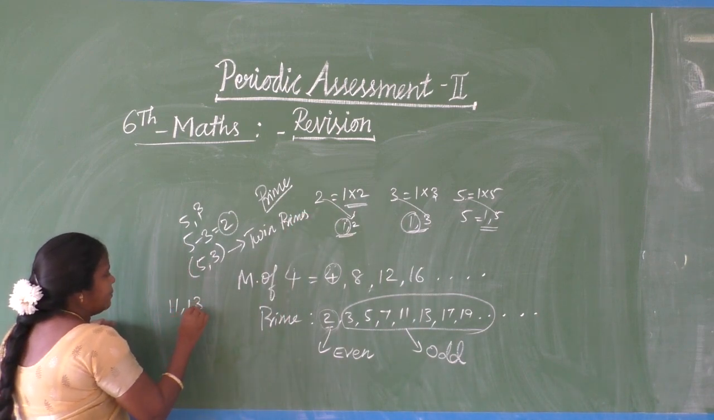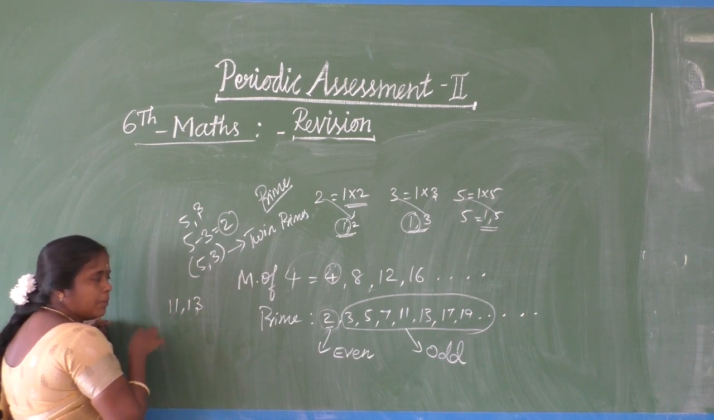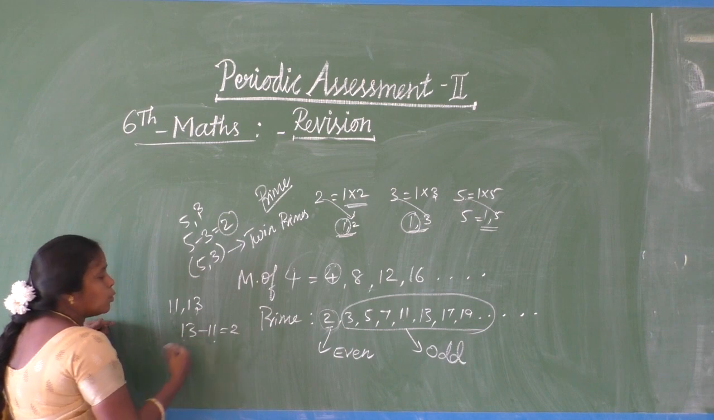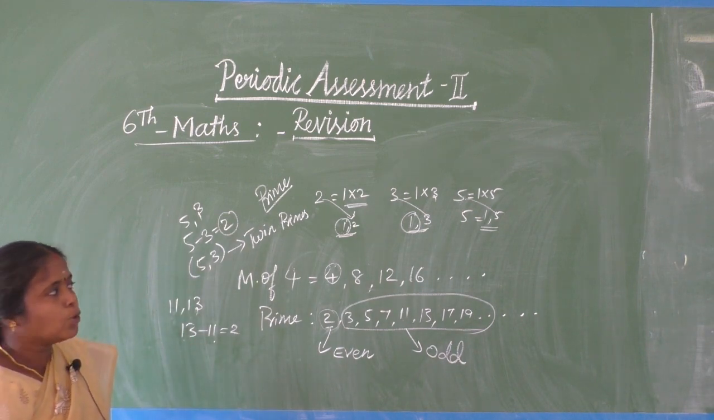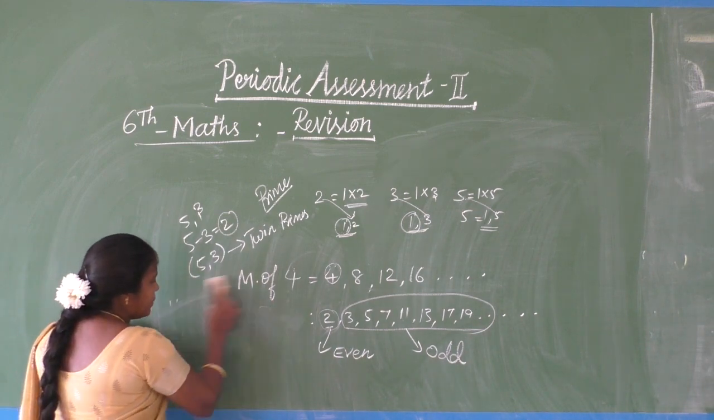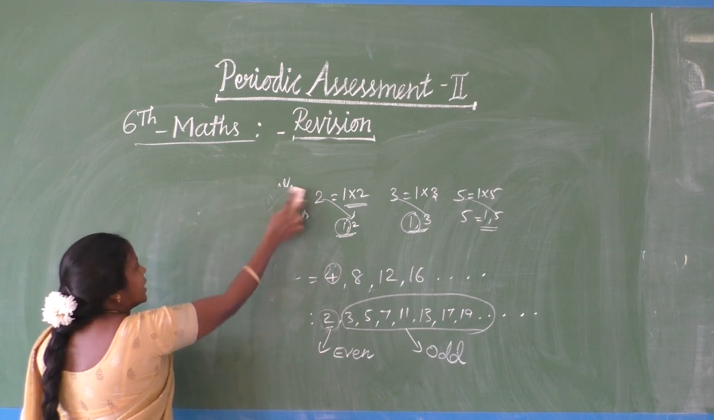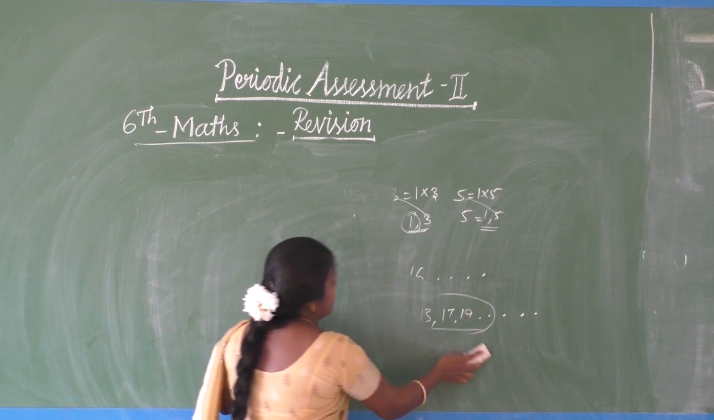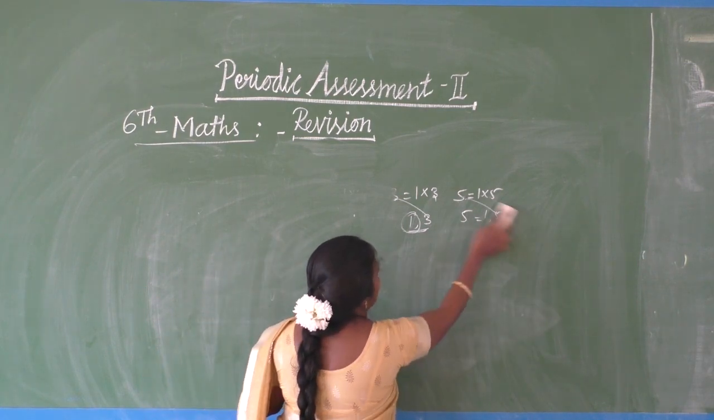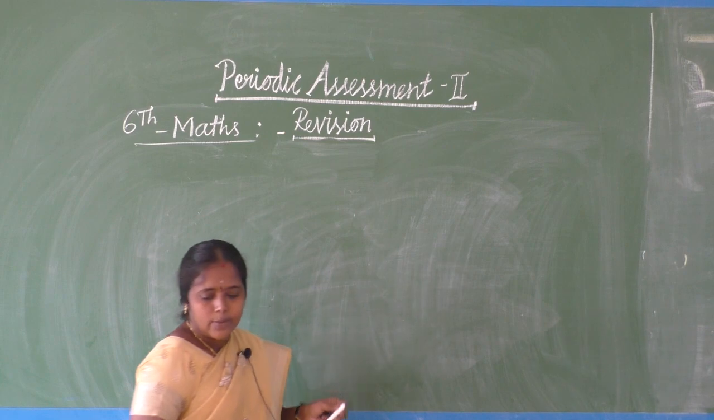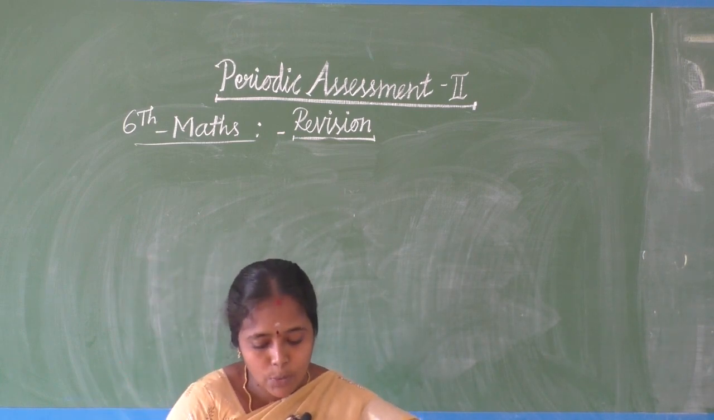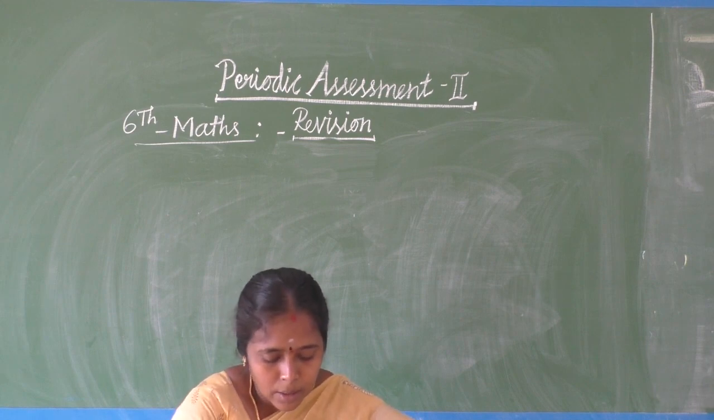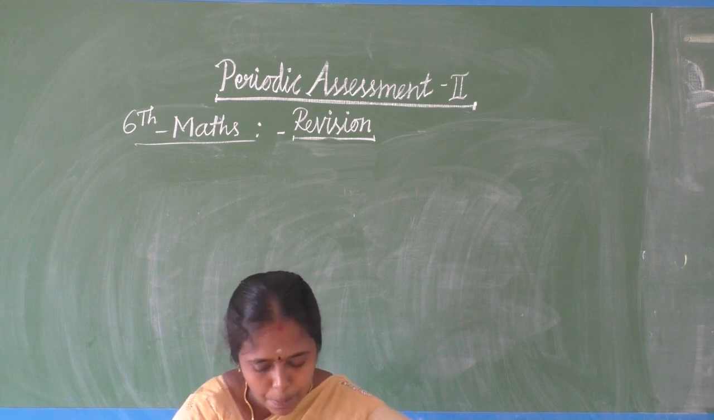11, 13. 11 and 13 are prime numbers. The difference between both is also 2. Therefore, both are called twin primes. So what do you observe from this? Twin primes means the prime numbers whose difference is 2. Understood? Okay. Then what have we seen in this chapter? Up to this we have discussed factors, multiples, then prime numbers, composite numbers.